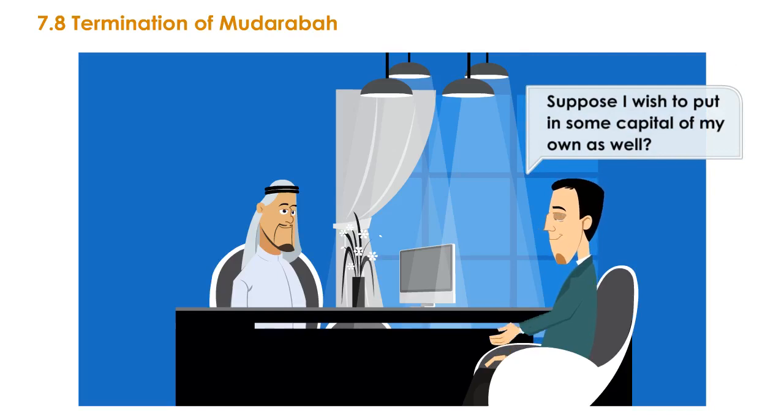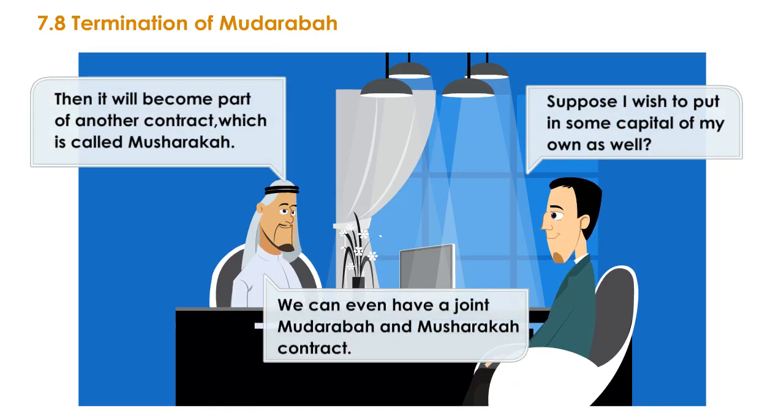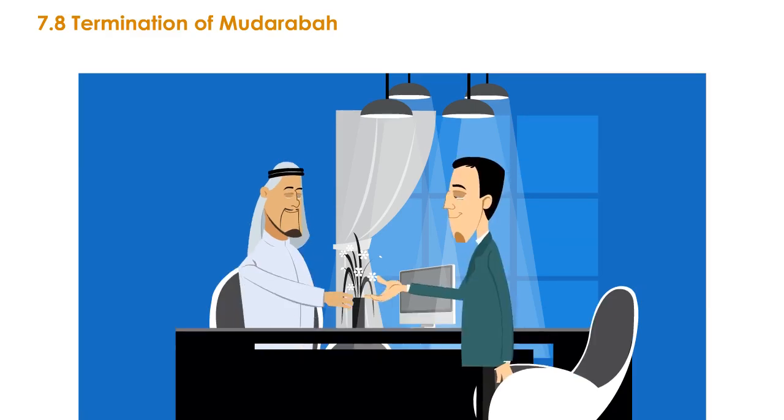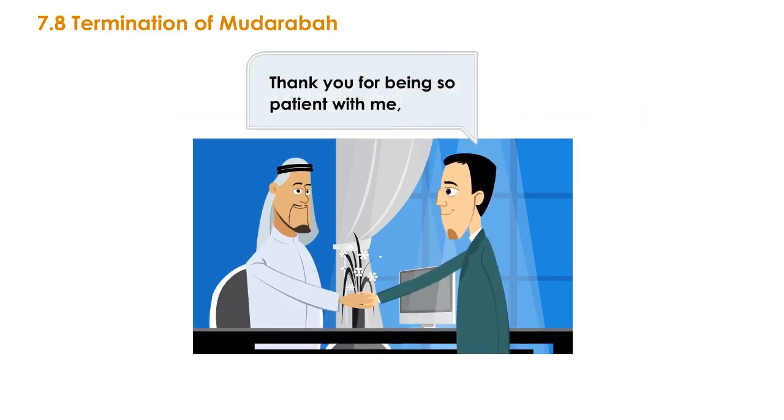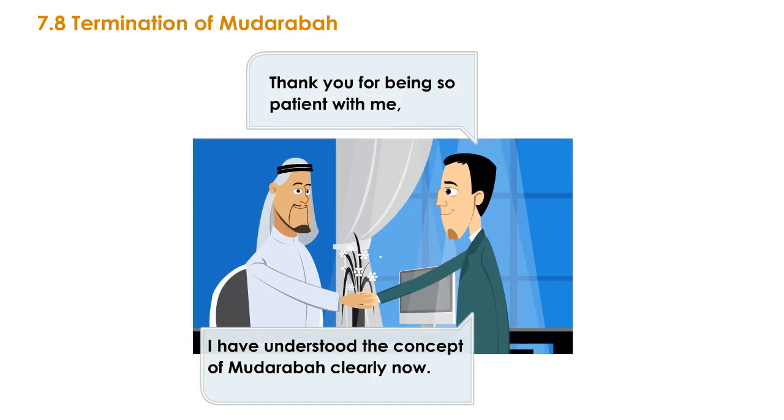Suppose I wish to put in some capital of my own as well. Then it will become part of another contract which is called Musharaka. We can even have a joint Mudaraba and Musharaka contract. Thank you for being so patient with me. I've understood the concept of Mudaraba clearly now.